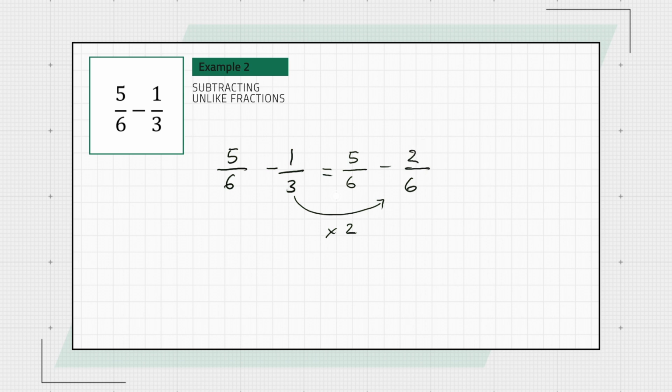And now that we have two like fractions, we'll just subtract them. So 5 minus 2 is going to be 3 over 6. And if we simplify this down by dividing the top and the bottom by 3, we end up with 1 over 2.